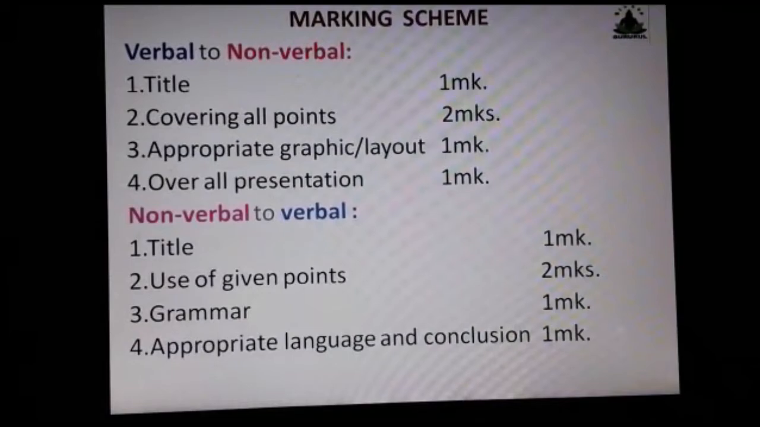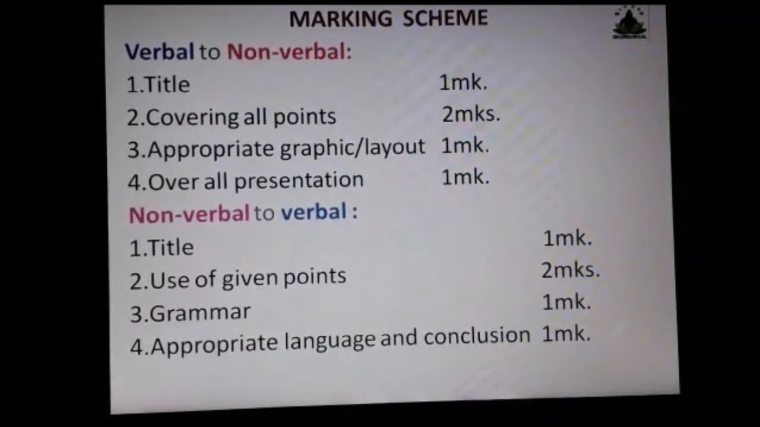Second type, non-verbal to verbal. Here also title carries 1 mark. Use of given points, how you are making it into a paragraph, that is 2 marks. Grammar will carry 1 mark, and appropriate language and conclusion will also carry 1 mark, children.